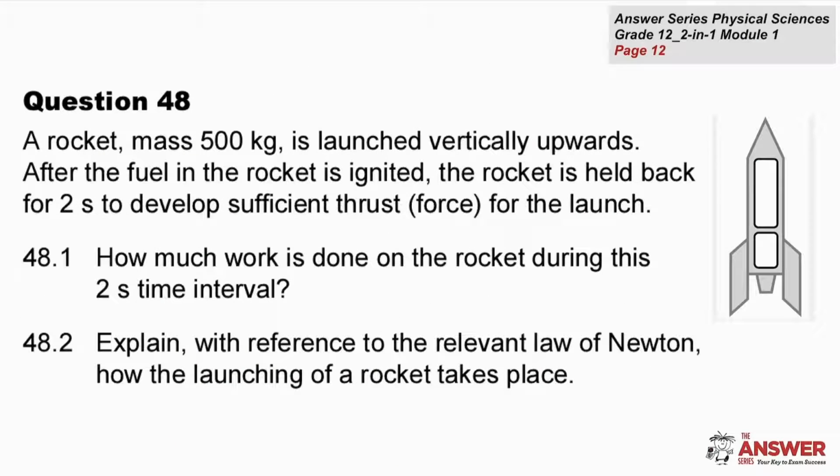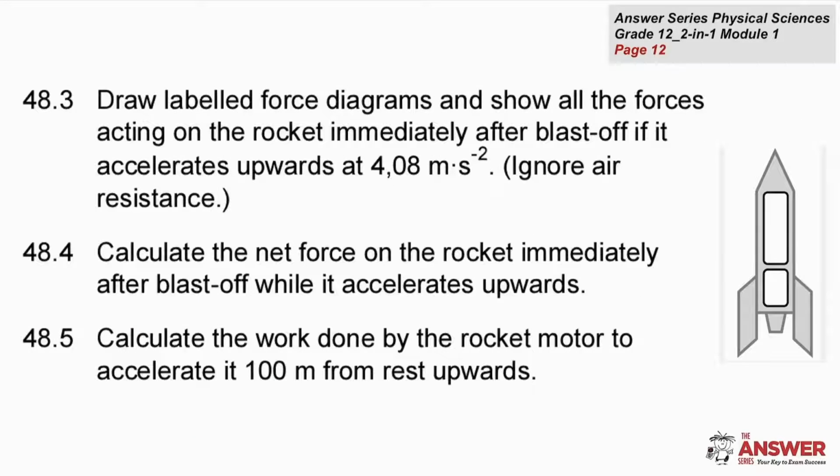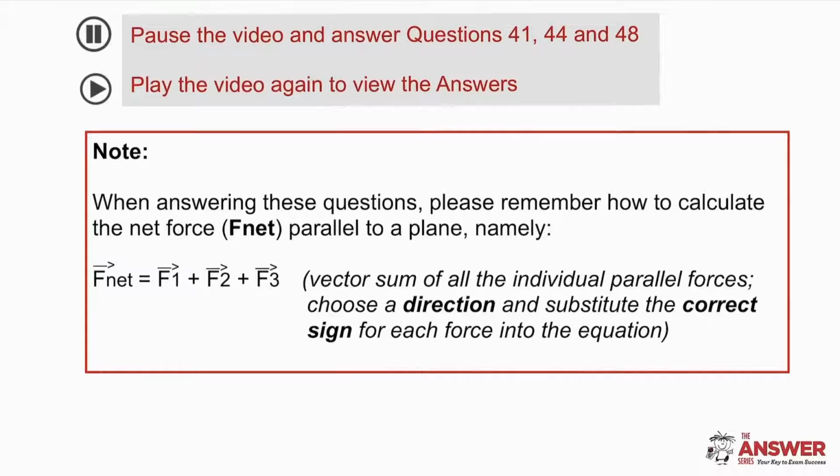Finally, a problem in the vertical plane. A rocket is launched. It's held back for 2 seconds to allow enough force to develop. We have to explain where that force comes from, and then find out how much work is done by the rocket motor over the first 100 meters. Pause the video now and try those questions yourself before looking at the answers.